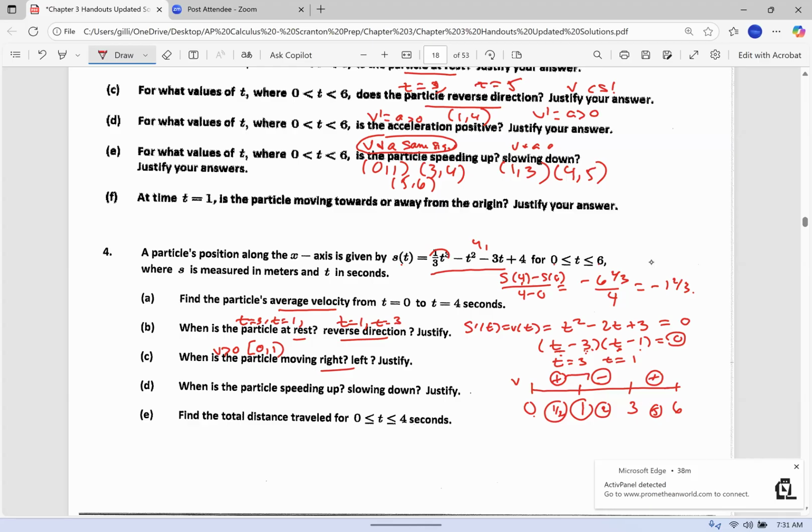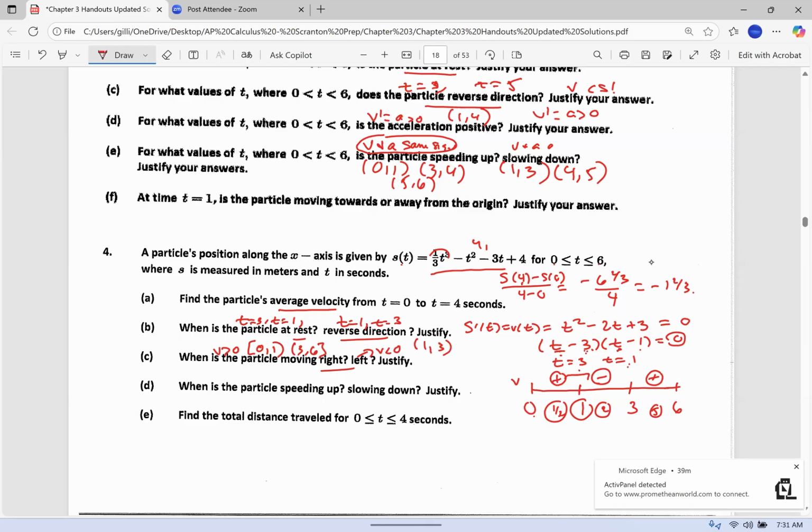And when is it also moving right? From 3 to 6. But again, 6 is going to get included. So the bottom line is you just don't include the critical points, but we'll include the endpoints. When is the particle moving left? That's when velocity is negative, and that's happening from 1 to 3.